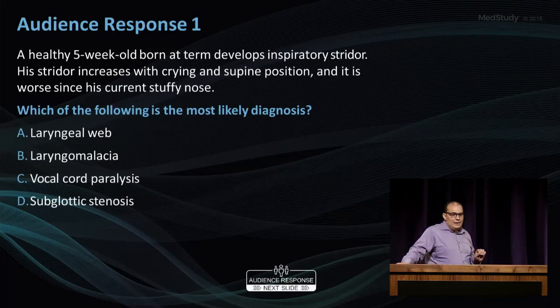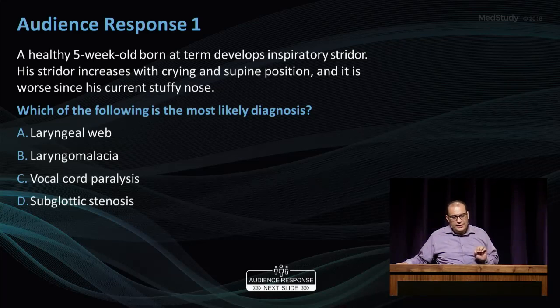Now, a healthy 5-week-old born at term develops inspiratory stridor. His stridor increases with crying, supine position, and worsens with his current stuffy nose. Which of the following is the most likely diagnosis? Laryngeal web, laryngomalacia, vocal cord paralysis, subglottic stenosis.